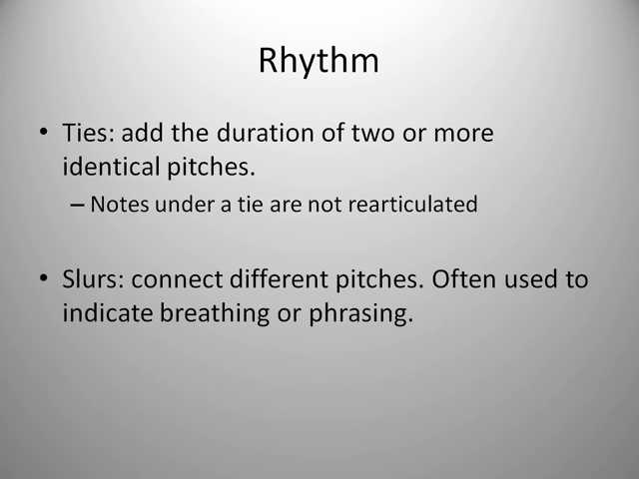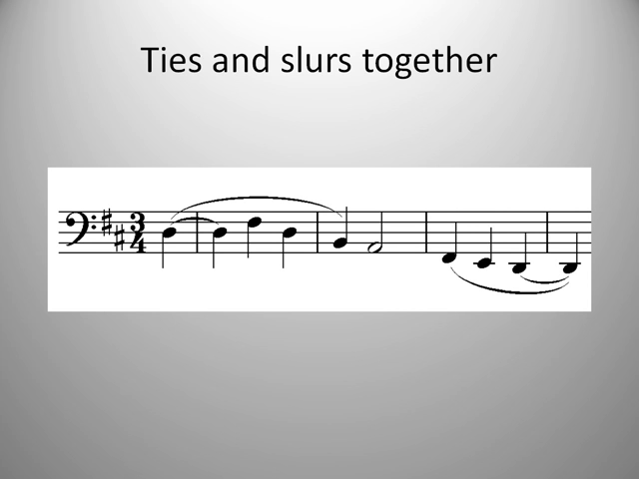It is possible, however, to have slurs and ties in the same group of notes. In this example, the D's will be held for 2 beats and will be grouped with the 2 notes under the slurs. So if I perform this, I would count 1, 2. Do, mi, do, la, sol, mi, re, do.